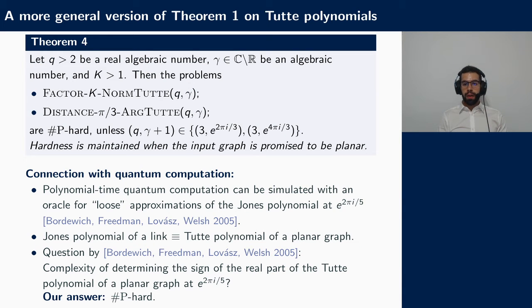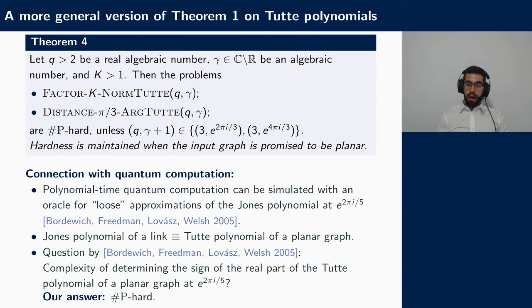Now I can state theorem 4. Here q is larger than 2. And what we conclude is that for non-real gamma, the approximation problems for the Tutte polynomial are NP-hard, except when again q is 3 and gamma plus 1 is a root of unity of order 3. Those were the exceptions found before for the Potts model. And here hardness is also maintained when the input graph is promised to be planar. So obviously we obtain theorem 1 as a particular case of theorem 4 by setting q to be an integer here, okay?